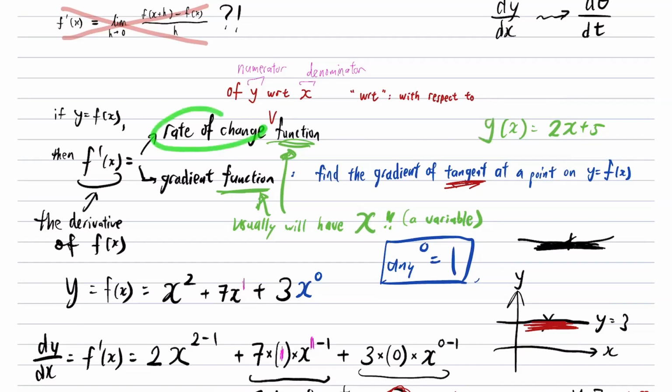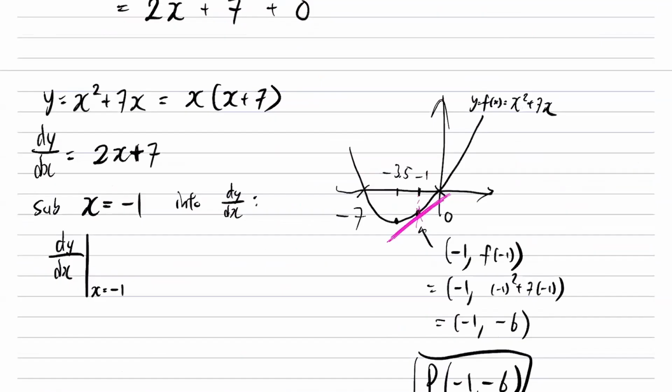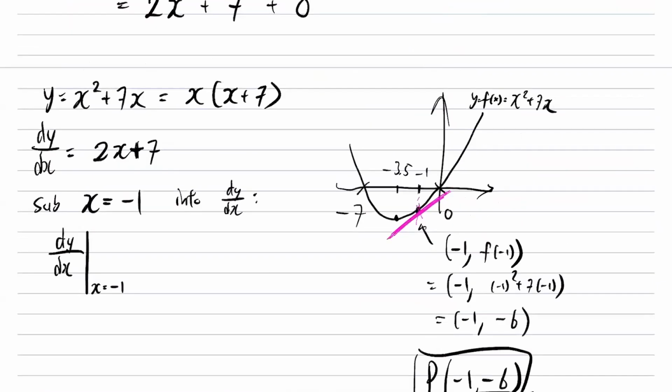So a rate of change function, a gradient function, an f prime of x function, or dy by dx function is a function, meaning that it is not just a simple number, it is a formula where you can substitute in an x. Is that clear to you? Okay, so over here, what's the gradient function? What's the rate of change function? What is the derivative of y?